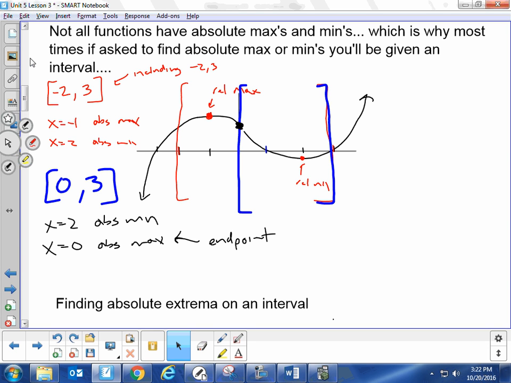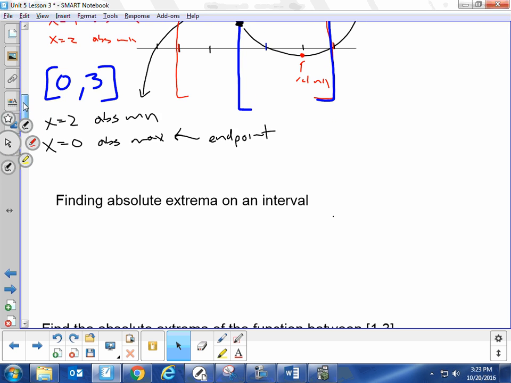What is this telling us? If you're trying to find an absolute max or min on an interval, you must check locations of your relative maxes and mins, but you also have to compare those relative maxes and mins to your endpoints. This is called the candidates test.